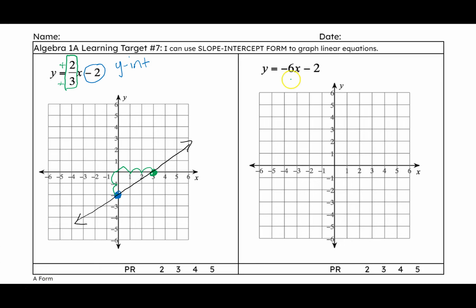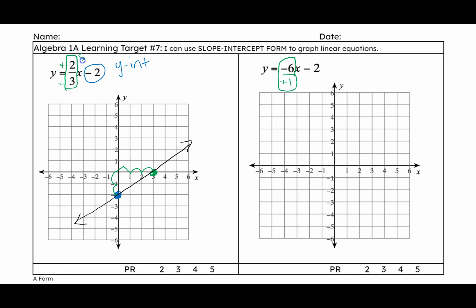I can already see where my slope is. That coefficient of x, the number in front, is -6. Wait a minute, it's not a ratio. It's not a fraction. I know that I need to go down 6, but how much do I go over? How do you turn any number into a fraction? You put it over 1. There's an invisible divisor of +1 there. So your slope is down 6, to the right 1.